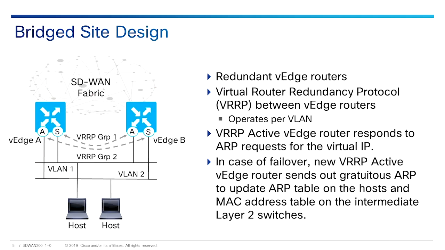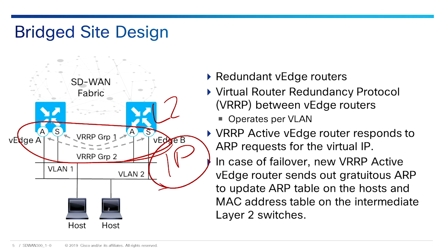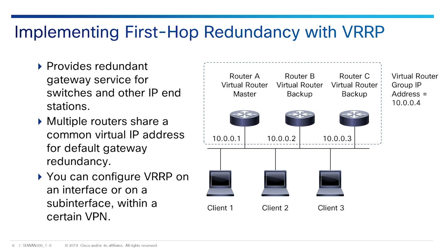So in a bridge site design, basically the vEdges are connected in the same layer 2 domain right here. We can use VRRP for first hop redundancy. Basically what we do is we have a virtual IP address that we're advertising. That virtual IP address is used as our default gateway. And then we have a floating MAC address that each one of these vEdges is actually responding to. The whole purpose of this is to provide a redundant gateway.